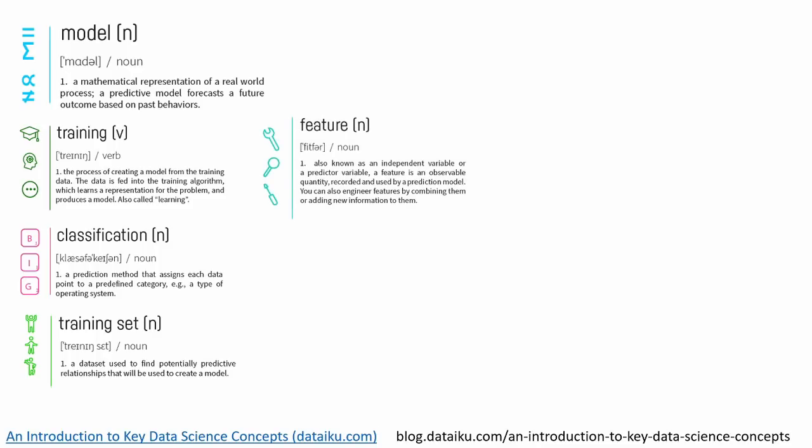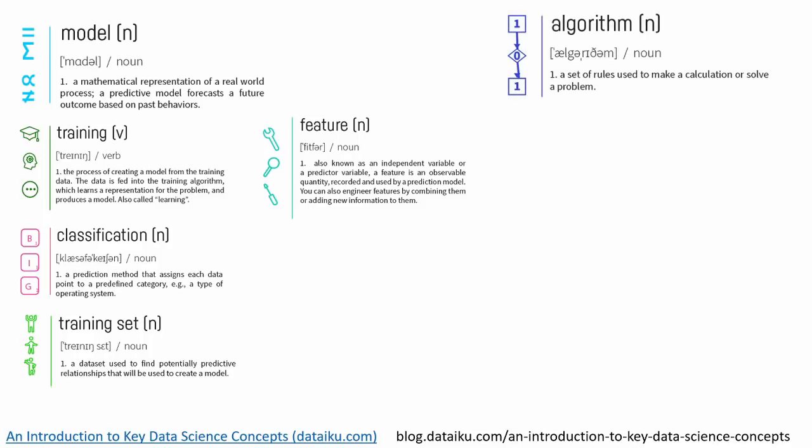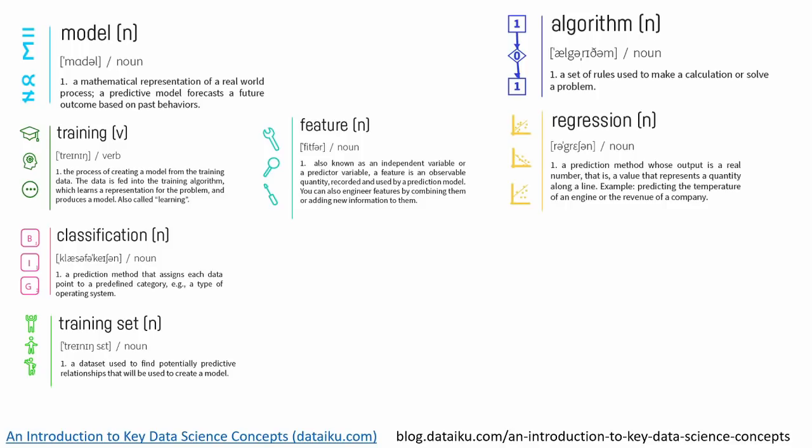What's a feature? A feature is also known as an independent variable or a predictor variable. A feature is an observable quantity recorded and used by a prediction model. You can also engineer features by combining them or adding new information to them. An algorithm, and we spoke about the algorithm already, is a set of rules used to make a calculation or solve a problem. What's regression? It's a prediction method whose output is a real number.